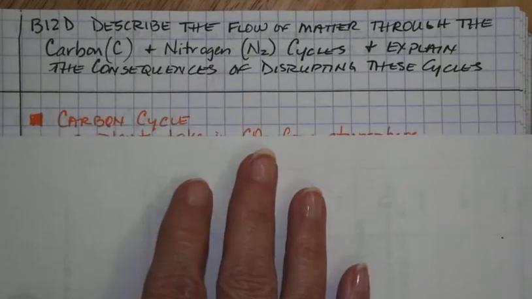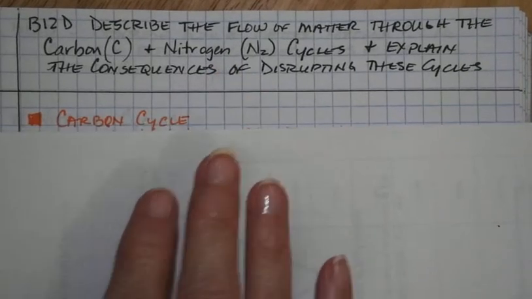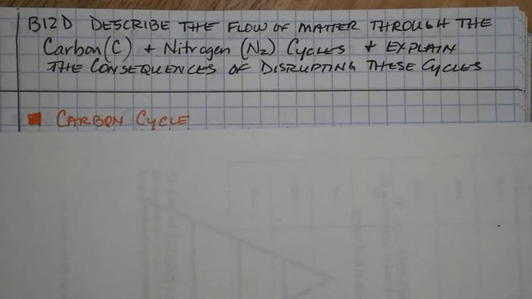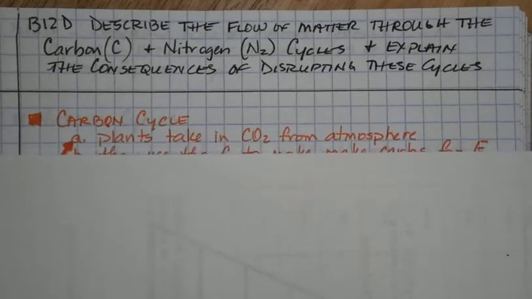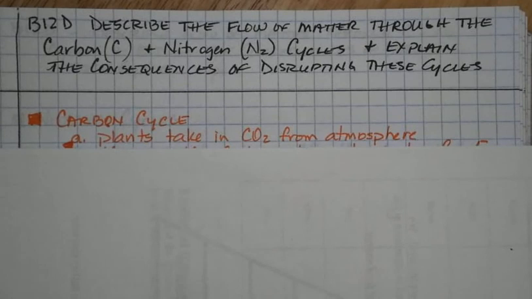So here we have the carbon cycle, and again, I'm going to go a little bit fast on these, so pause this whenever you need to. The carbon cycle, everything begins with carbon dioxide in the atmosphere, and everything ends with carbon dioxide in the atmosphere. So the carbon dioxide is in the atmosphere, and the carbon in the carbon dioxide, that's what we're trying to get to. So plants obviously take in carbon dioxide from the atmosphere.